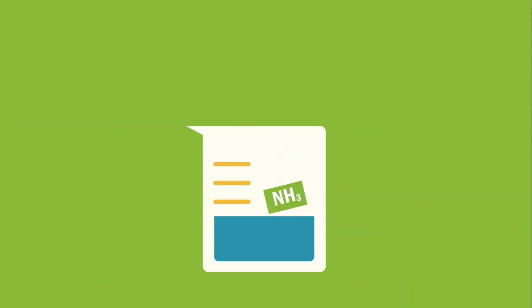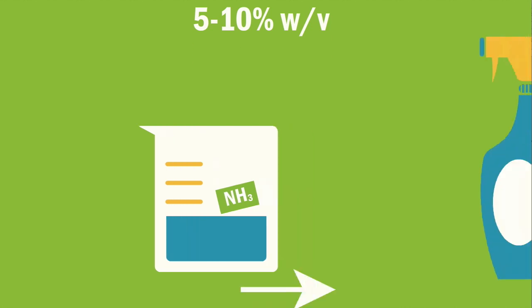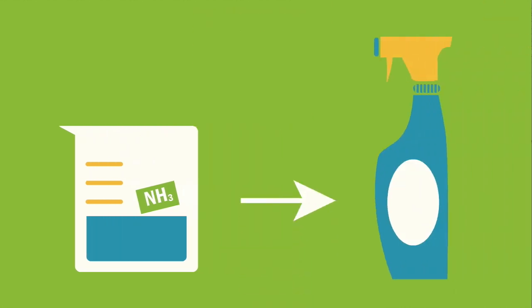Very dilute solutions of aqueous ammonia, approximately 5 to 10% weight by volume, are commonly sold as household cleaning products. You may have encountered household ammonia in your own kitchen and in your bathroom cleaning products.